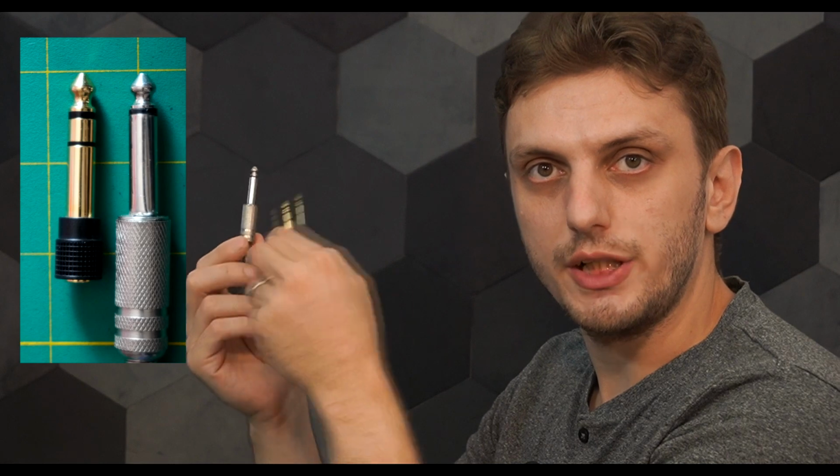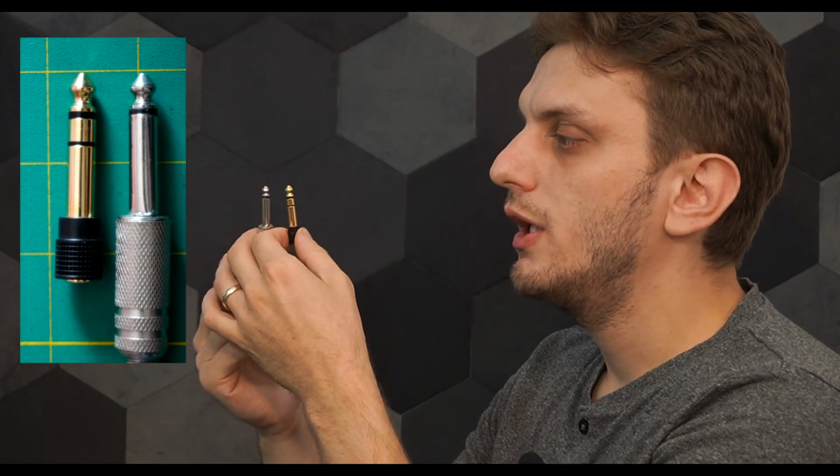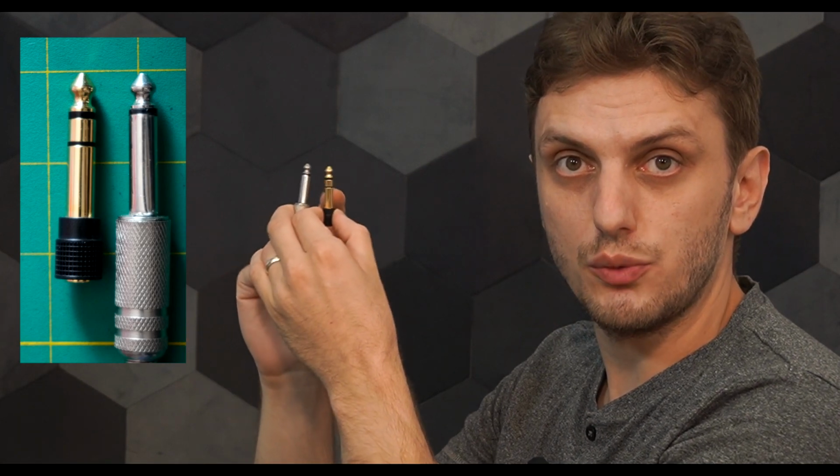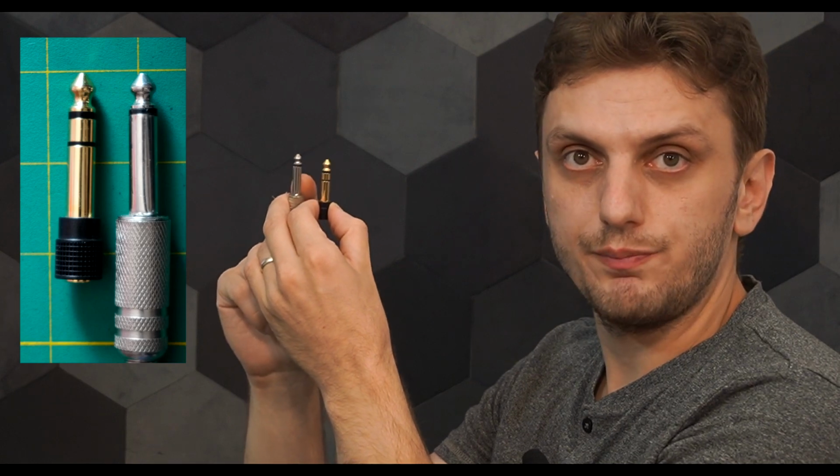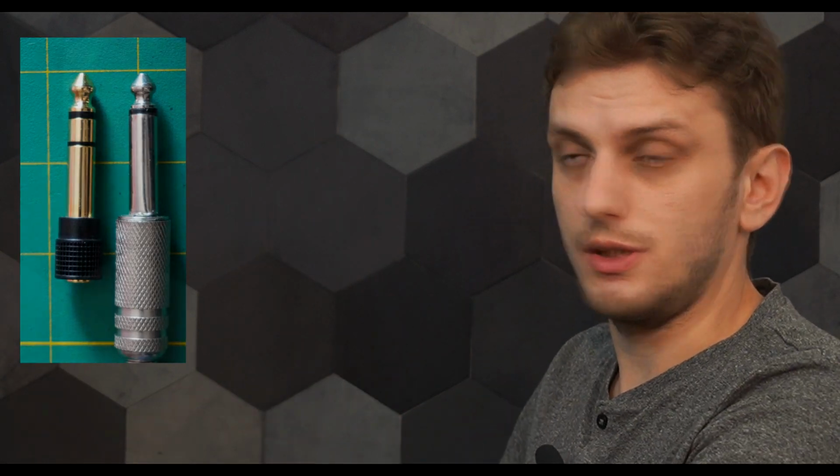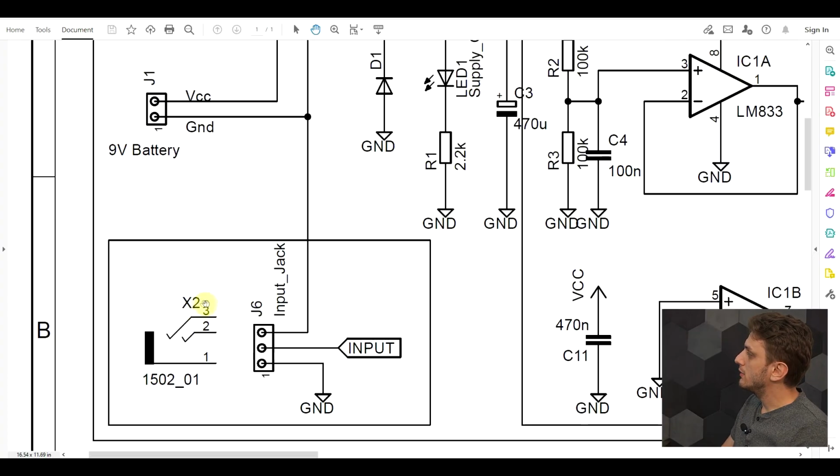Now, when you plug a mono jack into a stereo jack connector, your second channel will get short-circuited to ground by the mono jack. And that's exactly what we're using here. So my third pin, which would be the second channel, will get short-circuited to ground when the jack is plugged in. And this is what I'll be using as my turn-on switch. So this device will only get supplied when there's a jack plugged into the input connector.